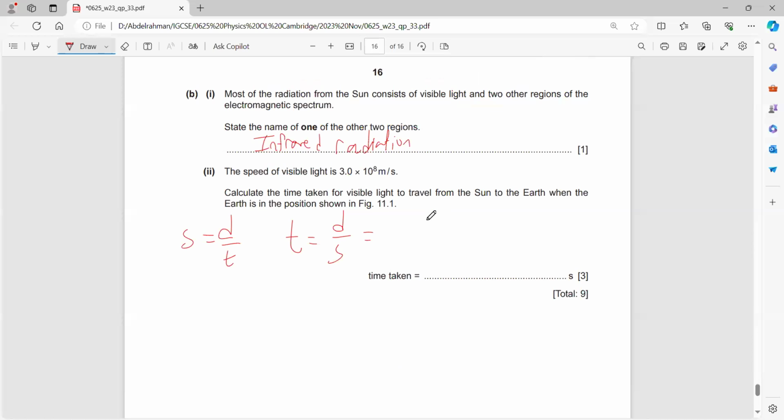So the distance, 1.5 times 10 to the power of 11, divided by the speed. We know the speed is 3 times 10 to the power of 8, and he already gave me the speed. The time taken in seconds would be 500 seconds. Correct.